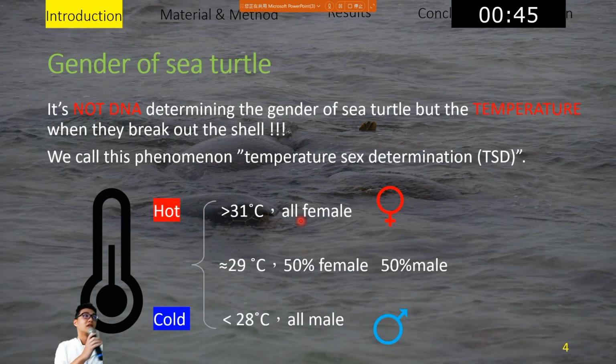And let's talk about the gender of a sea turtle. It's not DNA that determines their sex, but the temperature when they were born. For example, if they're born on a cold midnight, then all of them will be male. This phenomenon is called temperature-dependent sex determination.